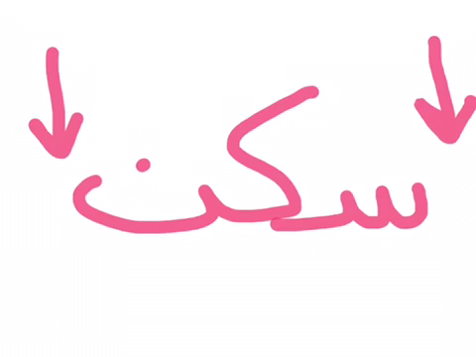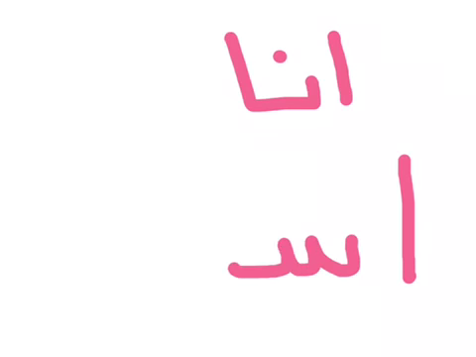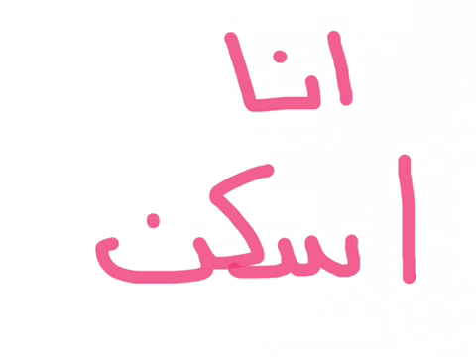So let's begin. If we want to conjugate the verb sakina in the present tense for ana, we add an aleph at the beginning, then our three root letters, sin, kaf, and noon, and then a dhamma at the end. Eskunu, ana, eskunu.